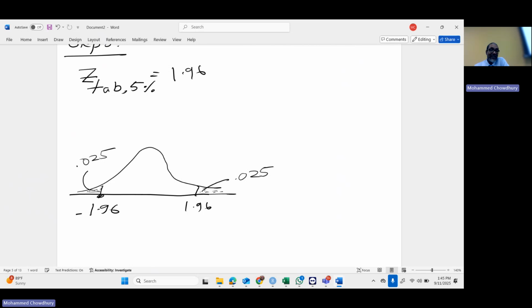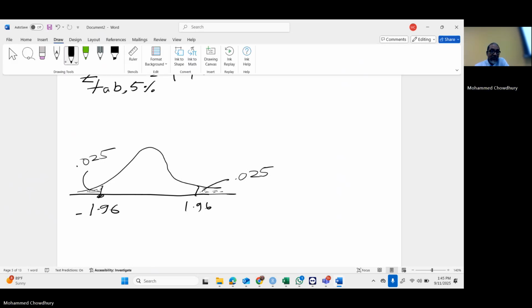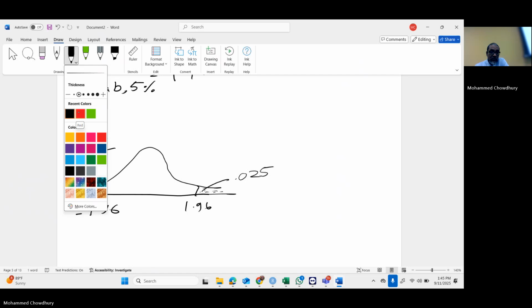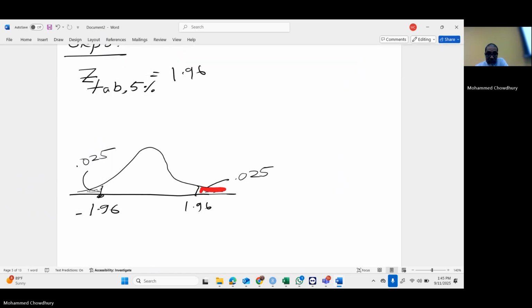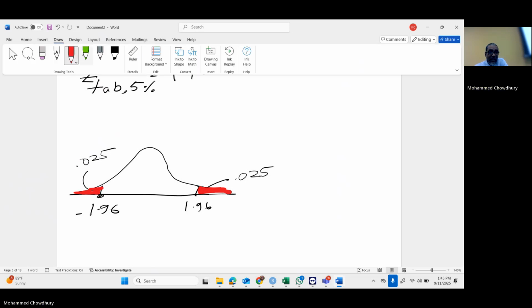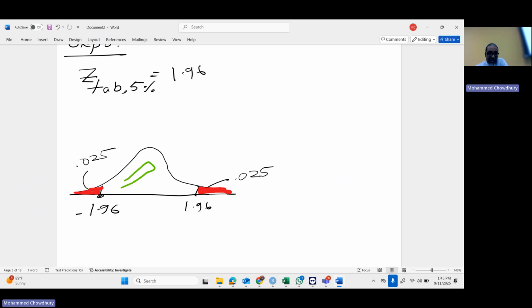Take a look at that. This is called the rejection region. And this is called the acceptance region, the AR. The red area is called the rejection region.